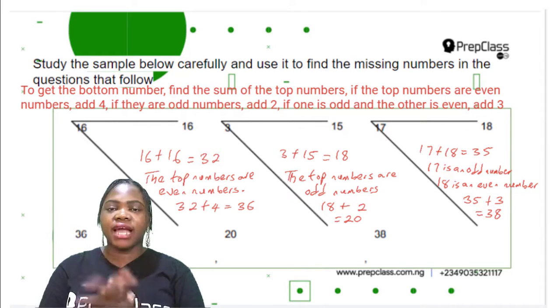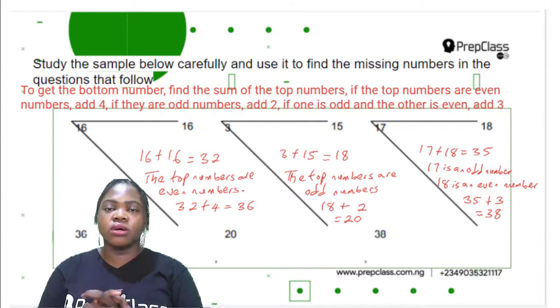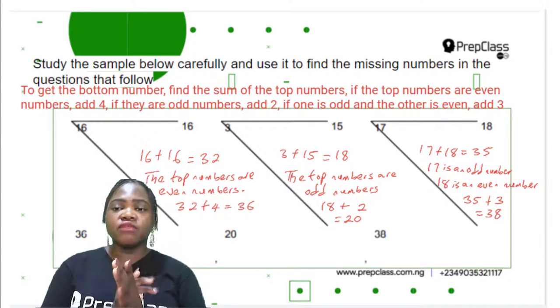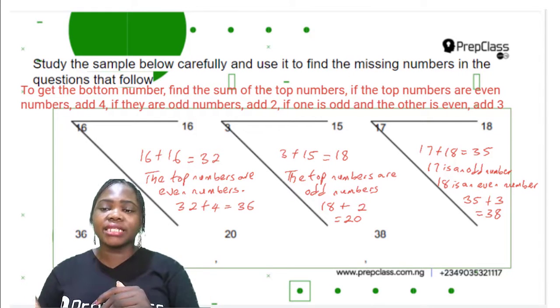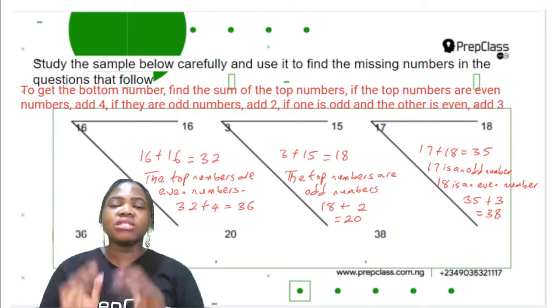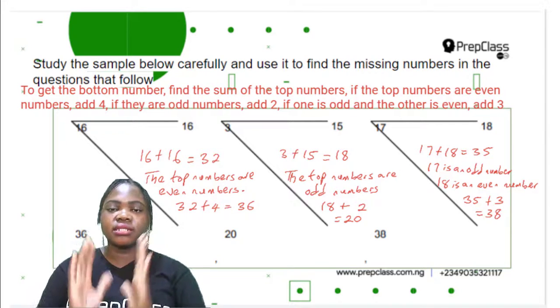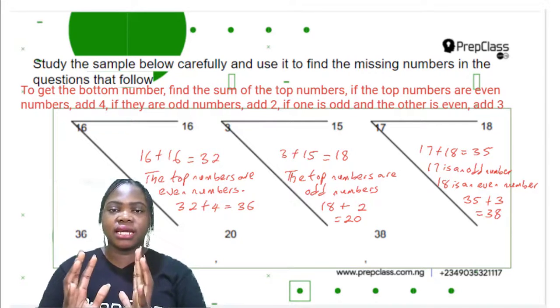And after checking that, add both of them together. If they are both odd numbers, you add 2. If they are both even numbers, you add 4. And if one of them is an odd number and the other is an even number, you add 3. Okay, so this is very easy. Just take your time to understand it.